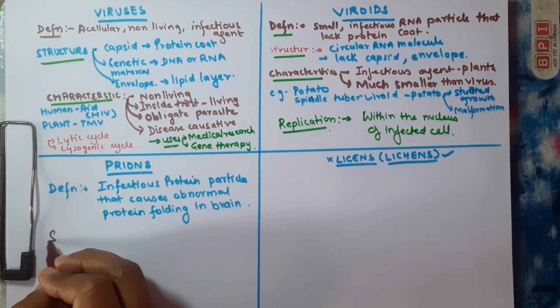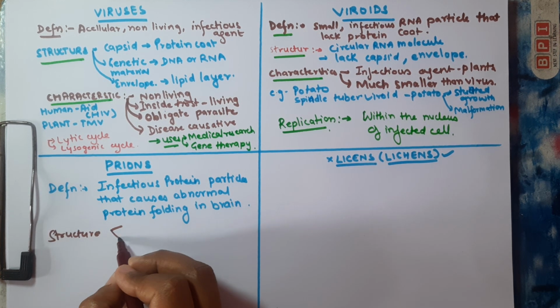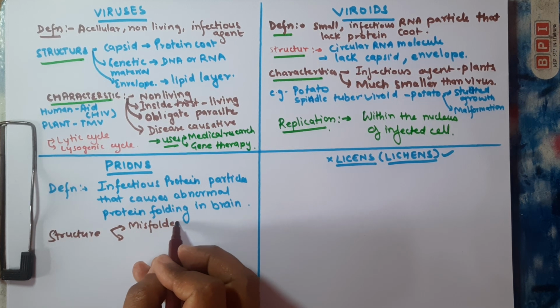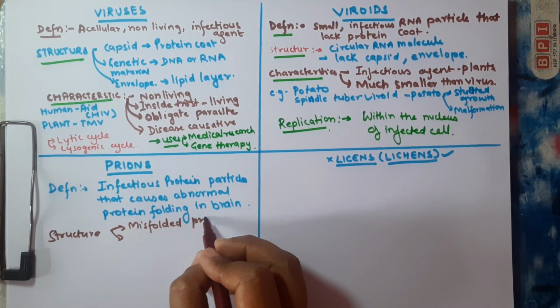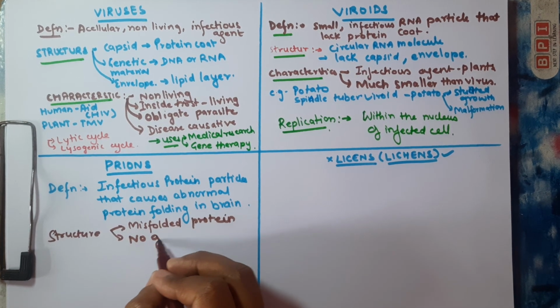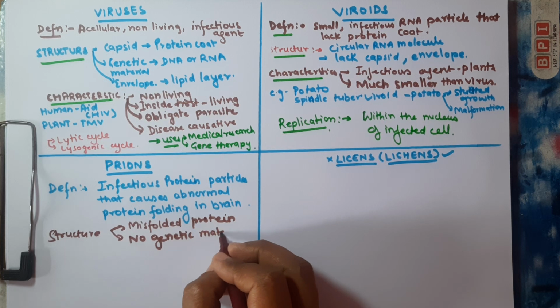So if we talk about the structure of the prions, then we know that it will cause the misfolded protein, because they are the protein particles only, and there is no genetic material. We are talking about the proteins here.